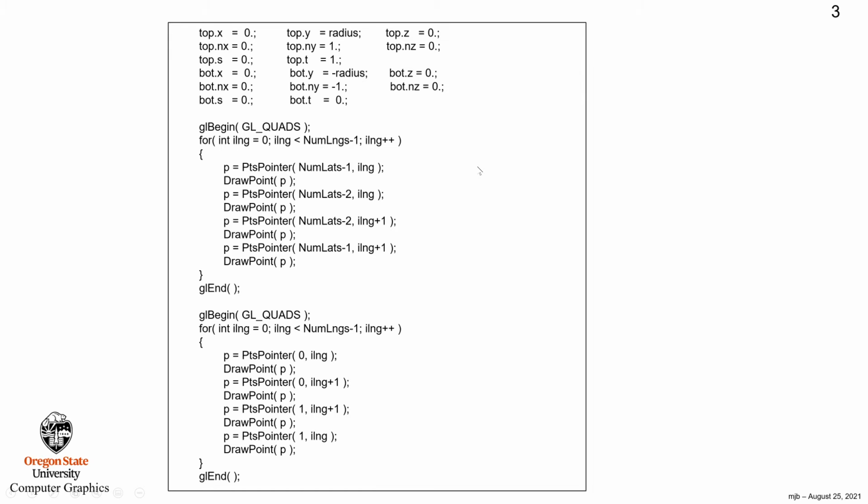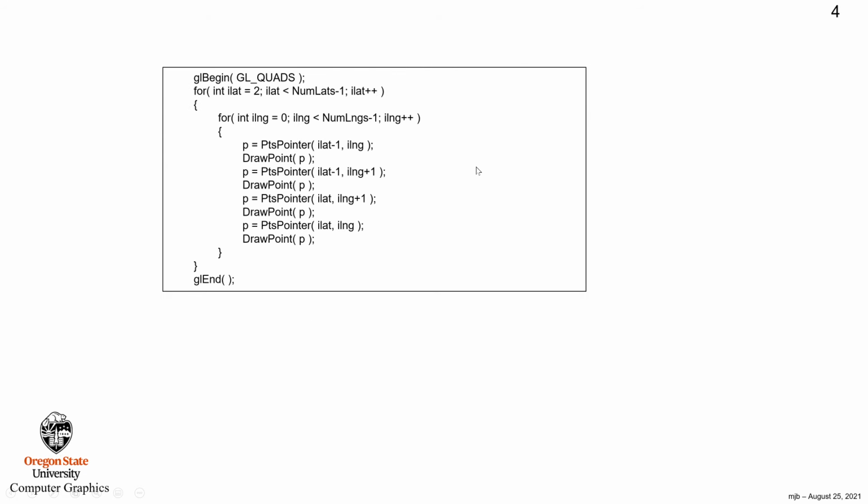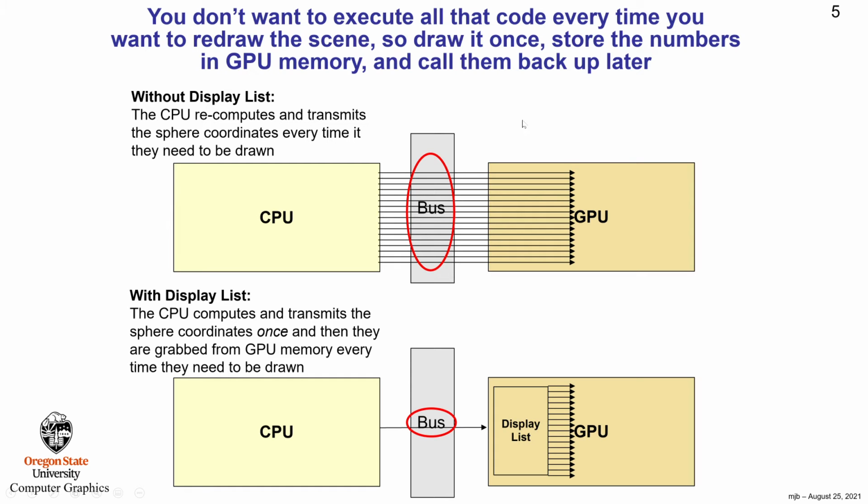Okay? That's the rest of the code. Okay, so here's what's going on. When you put that sphere in your code, and every time you want to redraw the screen, you call the sphere function, that means all those sines and cosines get called over here, and all of the X, Y's, and Z's gets transmitted across the bus.